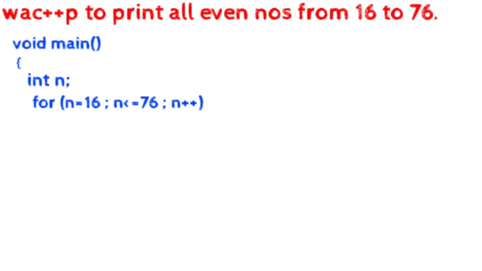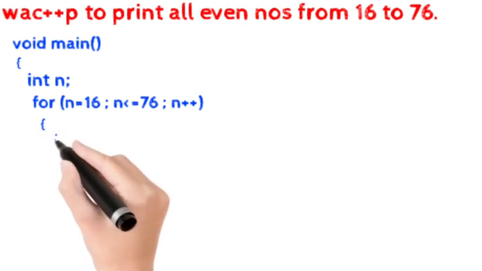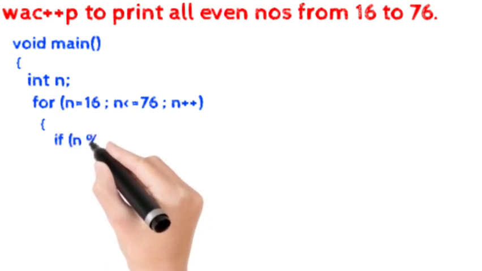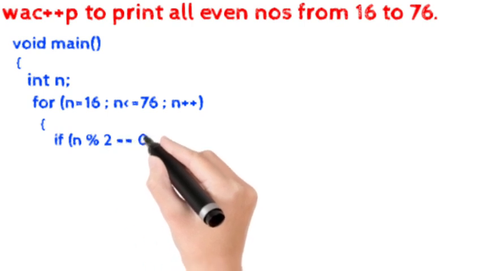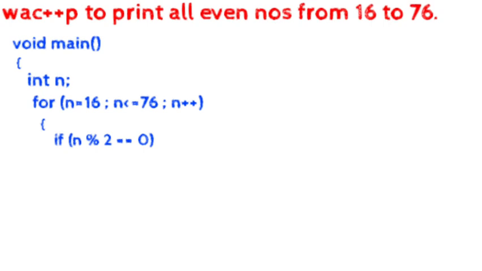N plus plus, the meaning is, student, n equal to n plus 1. The value of n is incrementing by 1. As we need to find out the even number, so if n modulus 2 equal to 0, we need to write, because if the remainder is 0 after dividing by 2, then only the number will be declared as even number and we are supposed to print it.